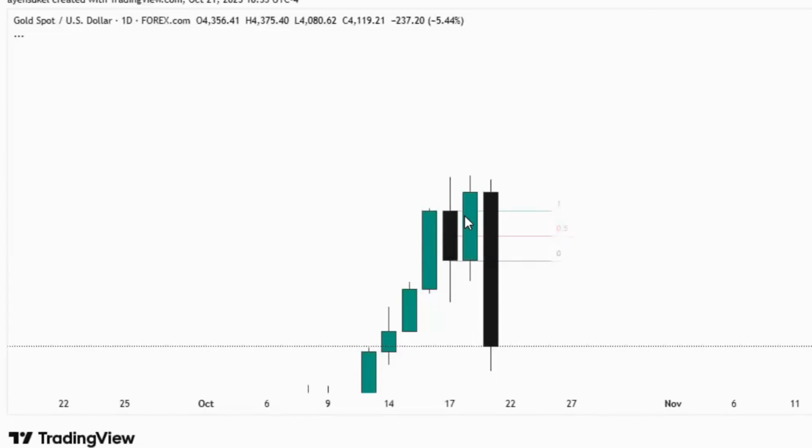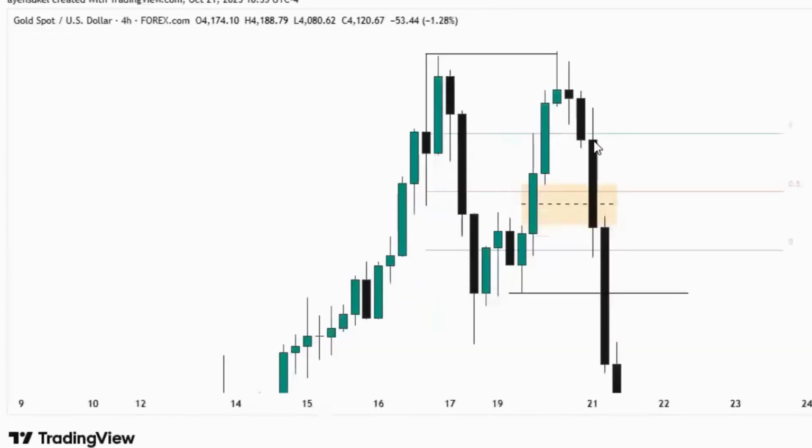So I then went to the 4-hour chart, and on the 4-hour chart, I realized that when the 2 a.m. candle opened, we disrespected the 0.5 of the daily order block, and we also disrespected a 4-hour fair value gap, therefore turning that bullish fair value gap into an inversing fair value gap.